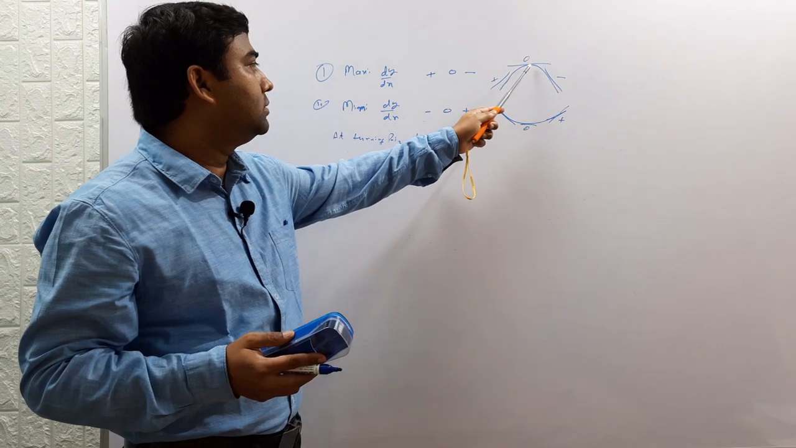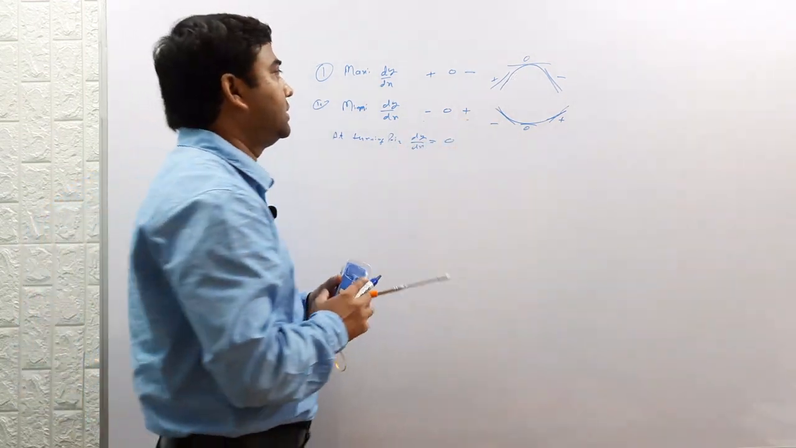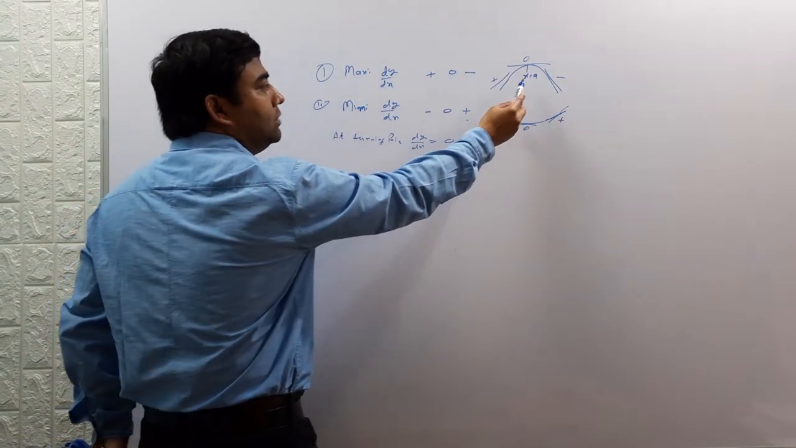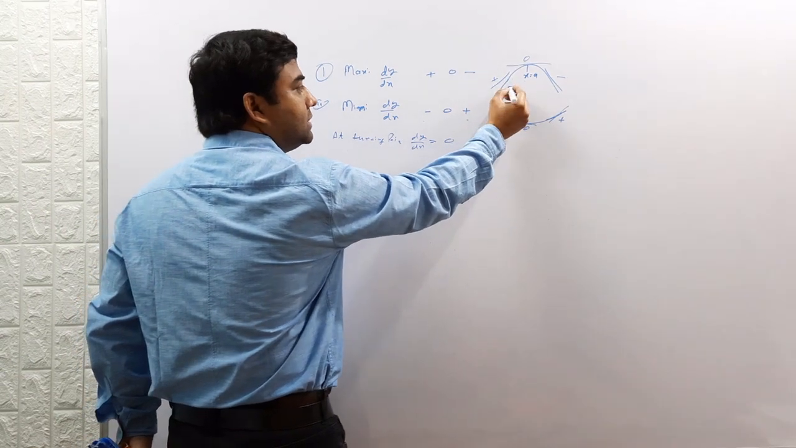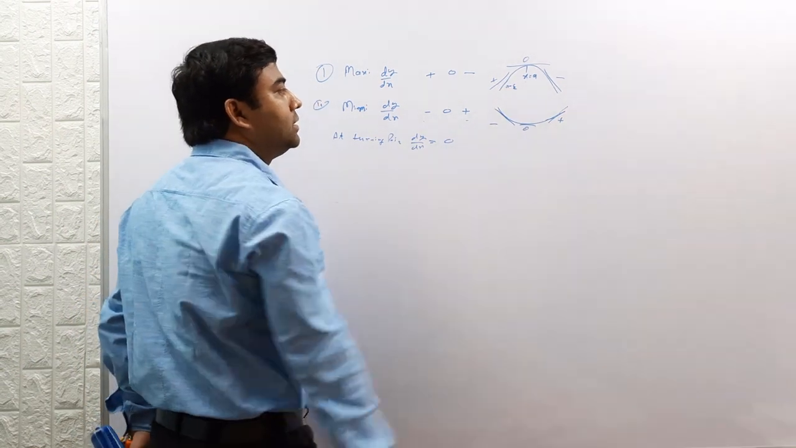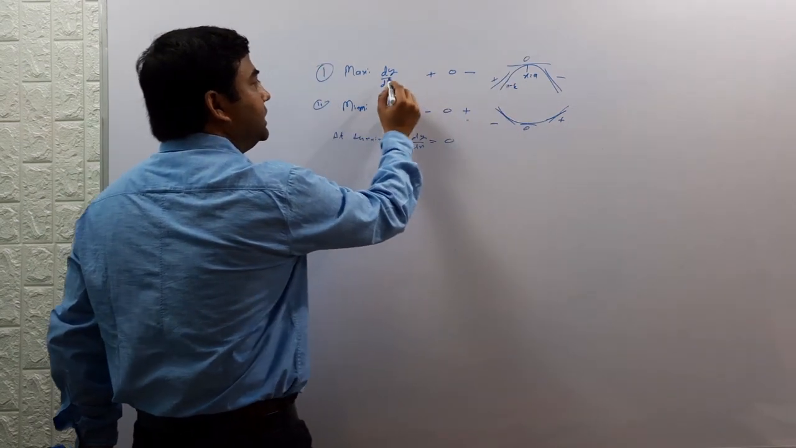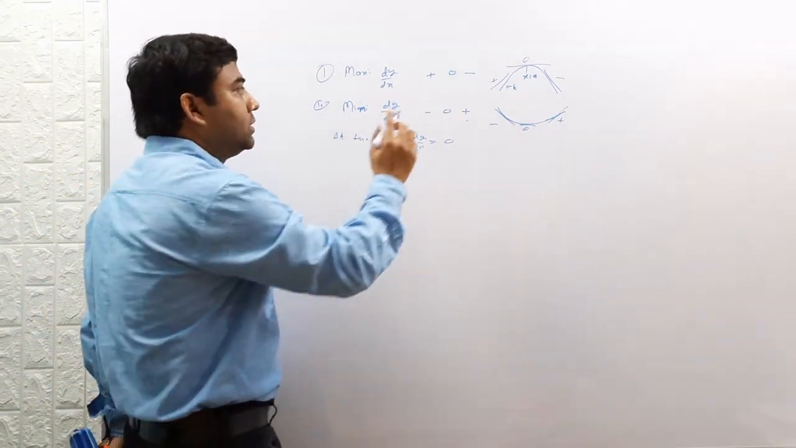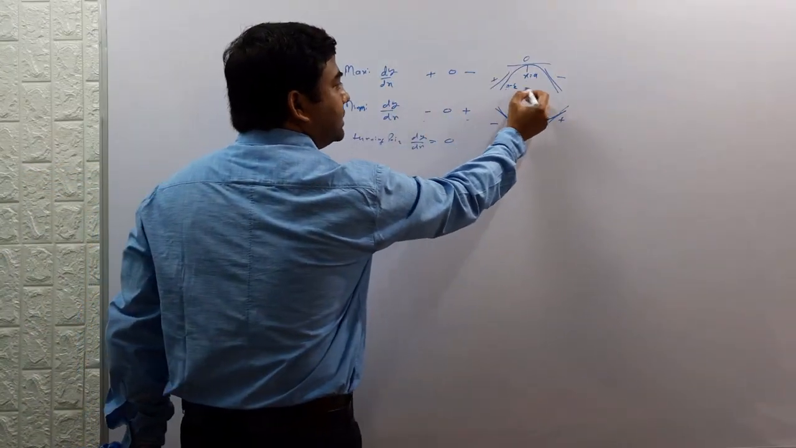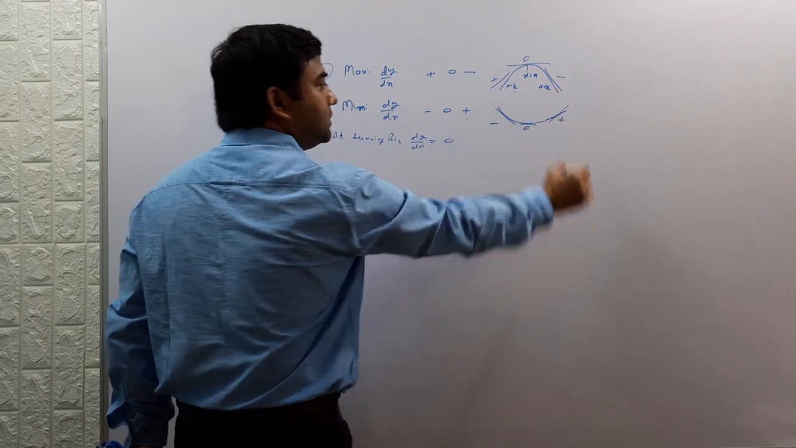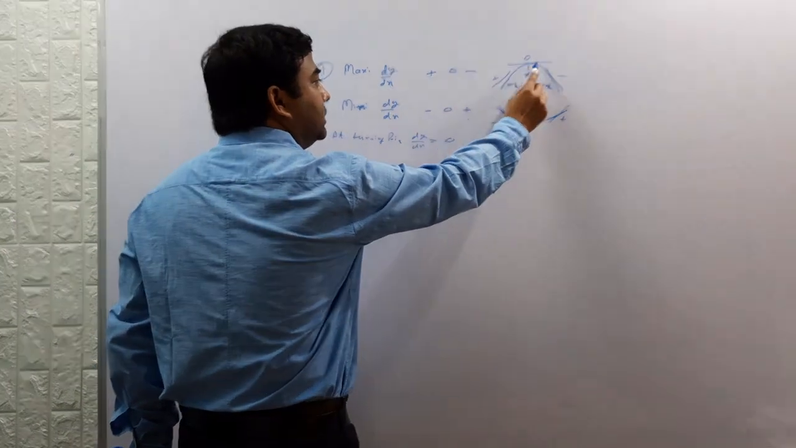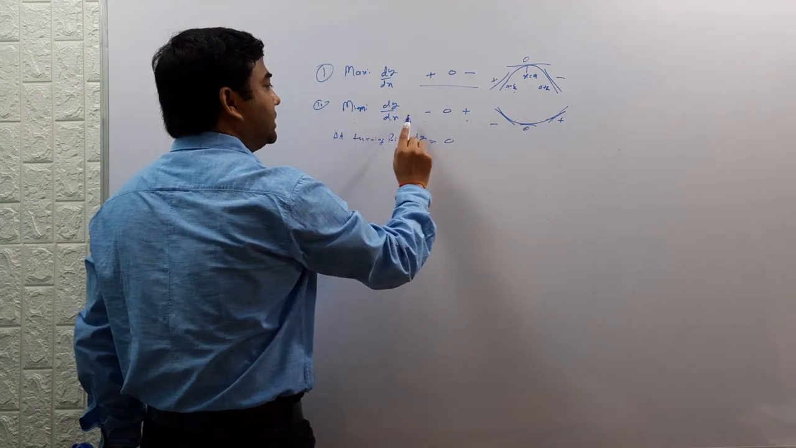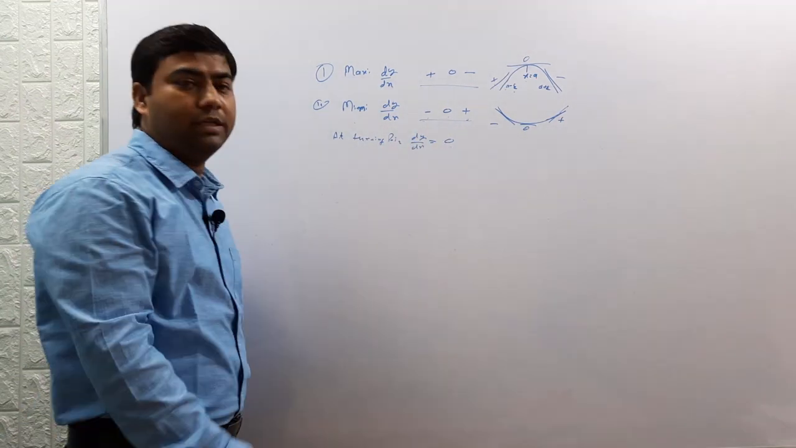Just put a value slightly less than a, where this is the value of the function at x equal to a. Put a value of x slightly less than a, that is a minus epsilon, and find the nature of the sign of dy over dx. You just need to find the sign, not the actual value. Find the sign for a minus epsilon and the sign for a plus epsilon. So you will find all these trends. If the trend is like this, it is increasing function, sorry, maxima, and if the trend is like this, it is minima.